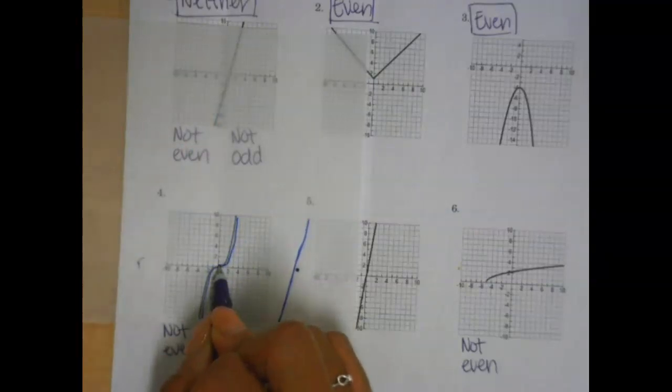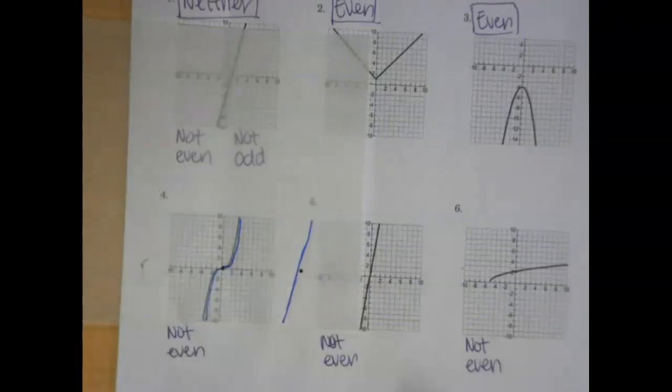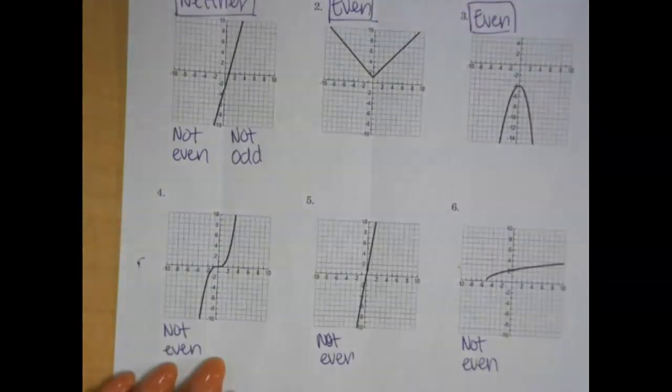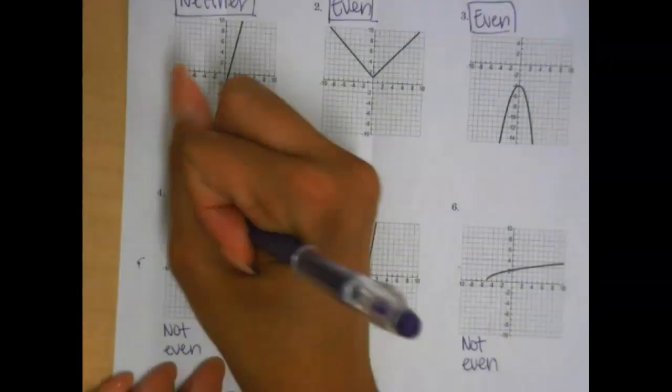What do you guys think? It looks like my shading for that graph is a little bit off. But what do you guys think? Does it look like it lands right on top of itself? It actually does. My curving for this clearly is a little shaky, but this one is absolutely odd. So I'm going to make a note here that this should be odd.